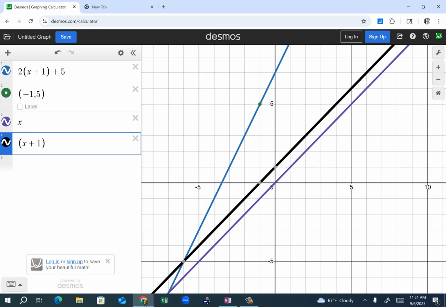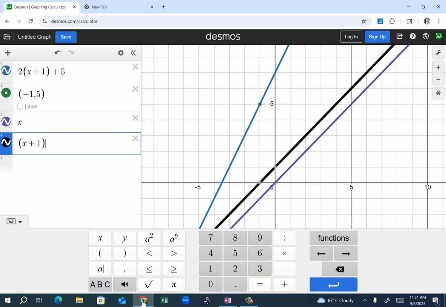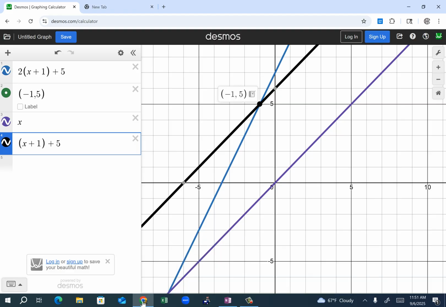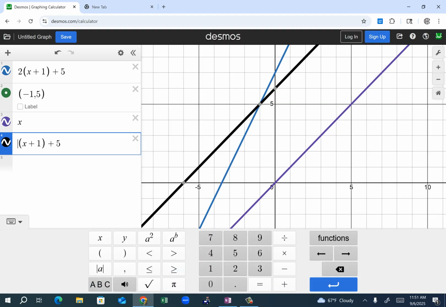Now, Groom, I can't see that. How did I know it didn't shift it up? Well, we told you that. And then if I do plus 5, it shifts it up there to that (-1, 5) spot, right? And then if I times it by 2, again, it just makes it steeper, right? Boom. That's all we're doing here, okay?